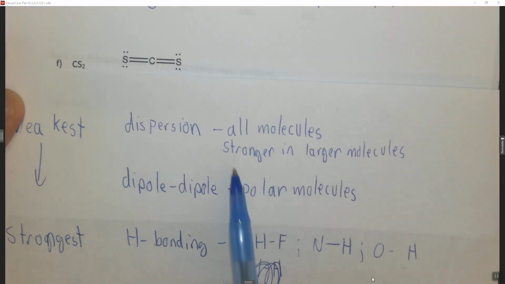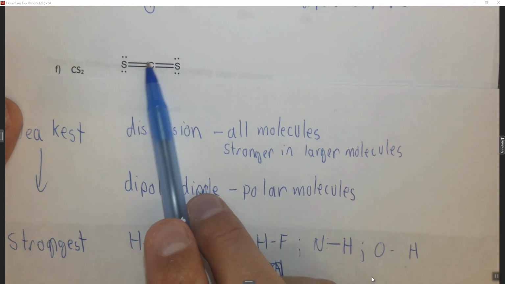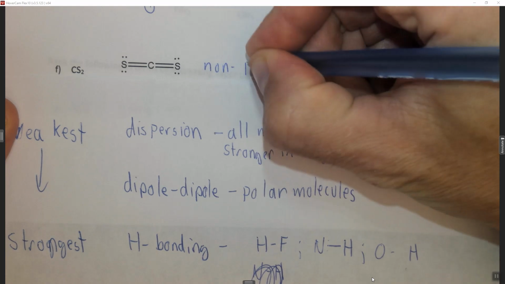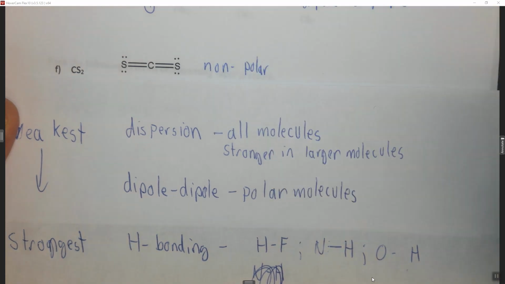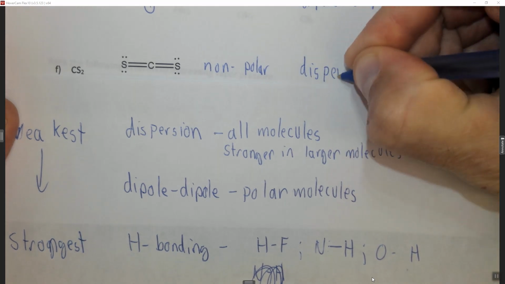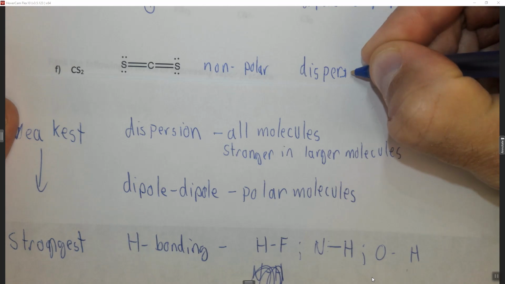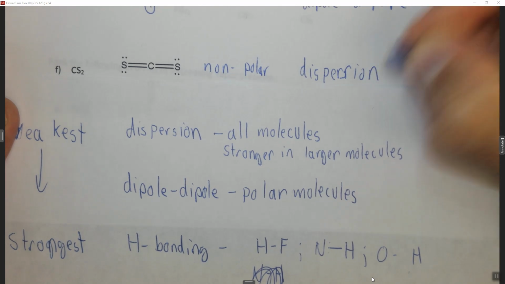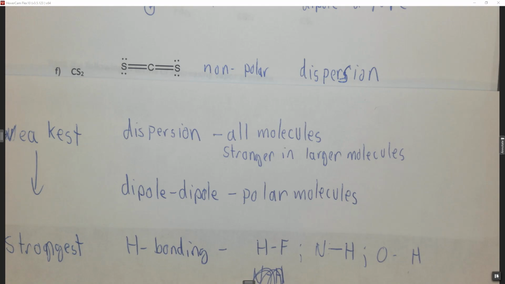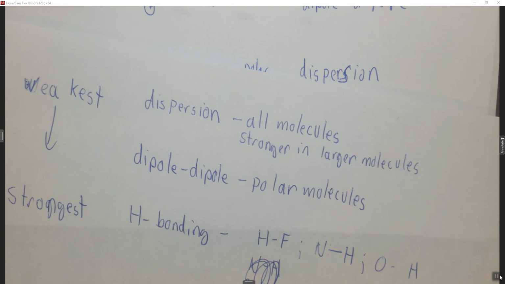All right, we've got CS2, carbon disulfide. Both domains are the same, therefore this one is non-polar. And the strongest intermolecular force in this non-polar molecule is going to be dispersion because it doesn't have that permanent dipole-dipole force. So the dispersion force is the strongest one. So essentially what we're doing here is we're determining whether the molecule is polar or nonpolar, and we're looking for an OH or an NH.